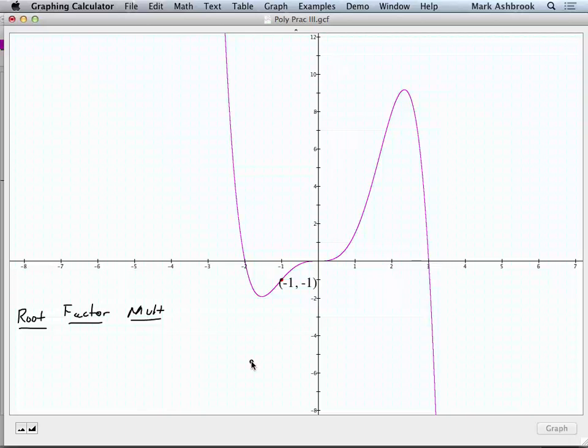Oh, so this should have been negative one. It's like that's what you picked up on. If this is negative one, then multiply by that. You get that.